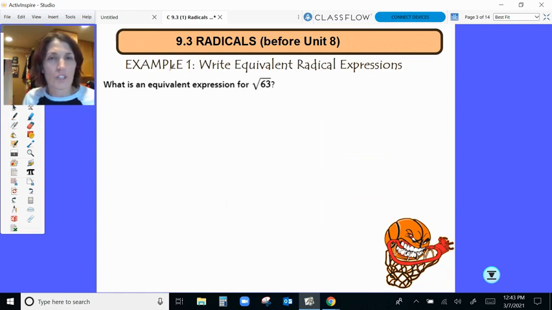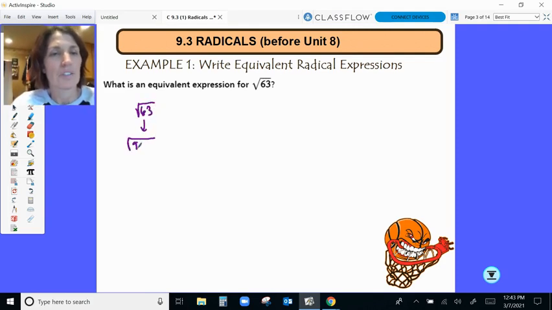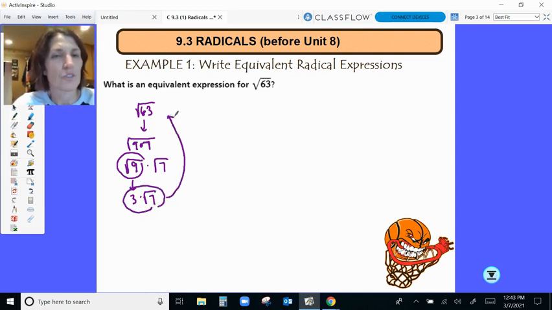So let's say, what is an equivalent expression of the square root of 63? I'm going to take my square root of 63 and write it as the square root of 9 times 7. I want to look for perfect square factors that are a factor of 63. In this case, it would be 9. So I can split this up into the square root of 9 times the square root of 7. And then the square root of 9 is 3. Don't put the square root again because that's already been taken care of. So 3 times the square root of 7. So this is an equivalent expression as the square root of 63. It's simplified, and we don't have any more perfect square factors other than just 1.